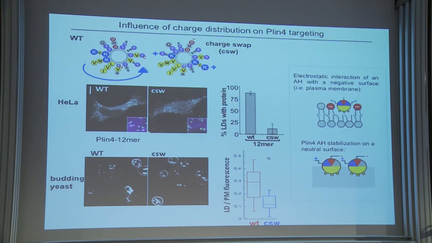But we can also express these proteins in yeast, which I'm very happy about because I'm a yeast person by heart. So in yeast also, it goes to lipid droplets. So these targeting mechanisms are very conserved. But actually, it goes to the plasma membrane quite efficiently. If we compare the targeting of this wild-type protein and the protein that has this charge swapped, we can change the ratio between plasma membrane and lipid droplet signal, which would correlate with the distribution of charge.